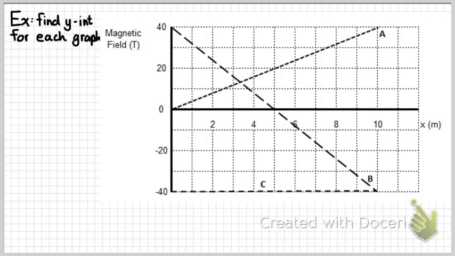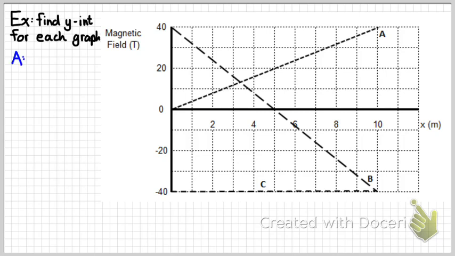So here we have a graph that's got three different objects graphed on it. If you look at the y-axis, you see that it says magnetic field, and the unit is capital T, which stands for Tesla. And if you look at the x-axis, we've graphed x over there, and the unit there is m, which stands for meters. Things we'll learn about throughout the year. What we're going to do here is find the y-intercept for each of those three graphs.